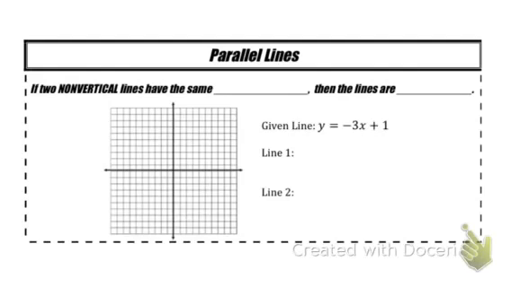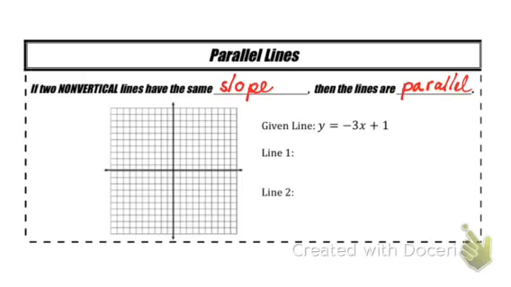So on one of your IMB cutouts, you have a little chart, and you should title it Parallel Lines. Now, if two non-vertical lines have the same slope, then the lines are parallel. Okay?